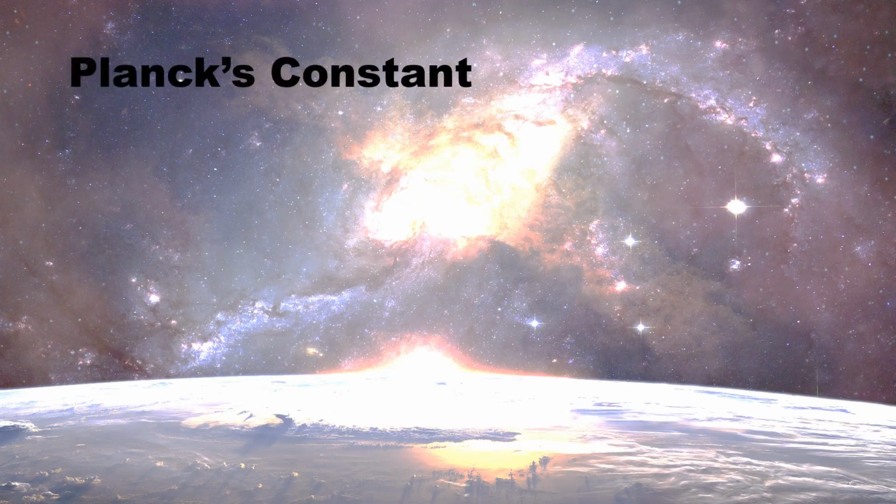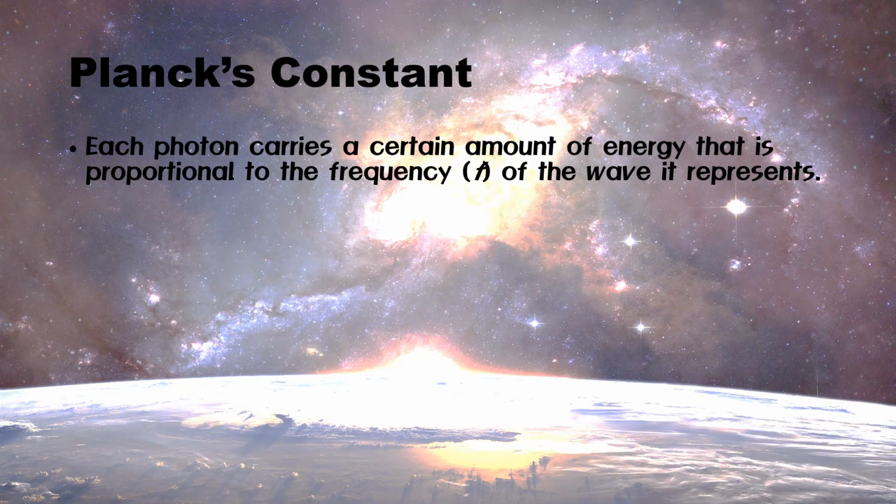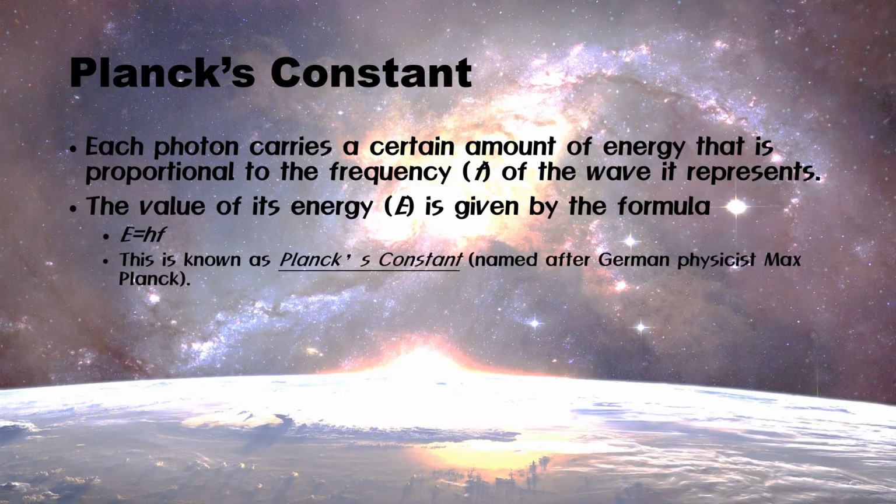That's going to get us into one of our last concepts, which is Planck's constant. Each photon that is emitted has a certain amount of energy that is proportional to the frequency of the wave that it represents. The value of its energy is given by the formula E equals hf, where h is of course known as Planck's constant, named after German physicist Max Planck.